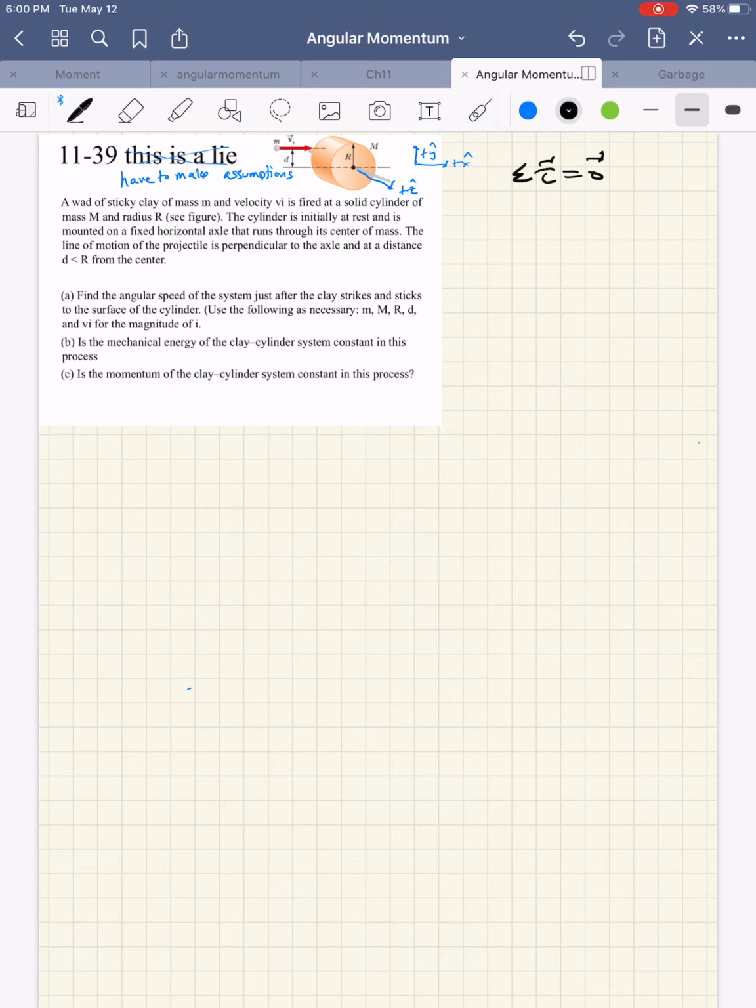Because otherwise it's a decent problem. It says, find the angular speed of the system after the clay strikes and sticks to the surface of the cylinder.